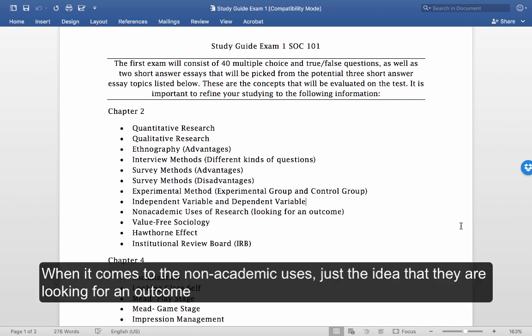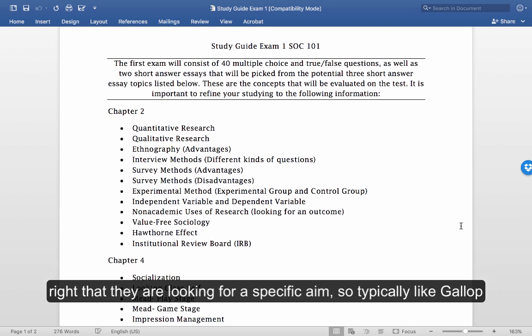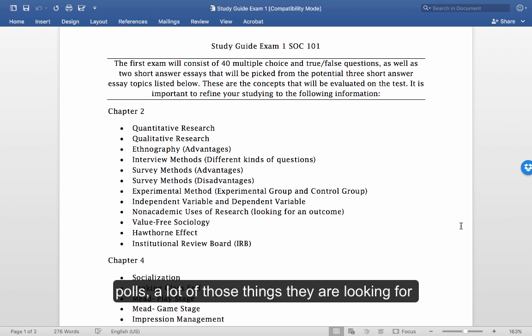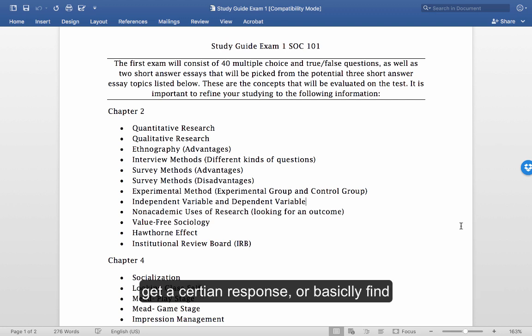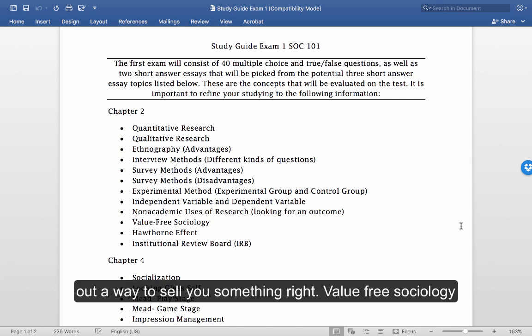When it comes to the non-academic uses, just the idea that they're looking for an outcome, right? That they're looking for a specific aim. So typically like Gallup polls, a lot of those things, they're looking for not just an overall opinion. They often neglect the ethics parts and they're just trying to basically get a certain response or find out a way to sell you something, right?